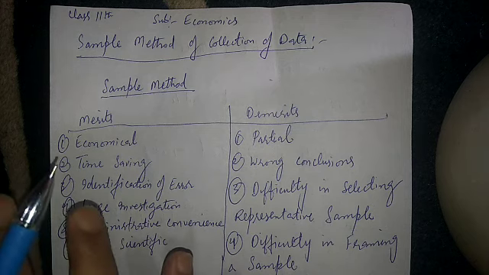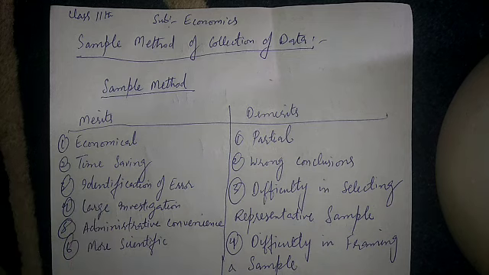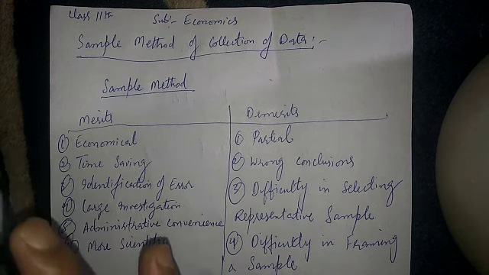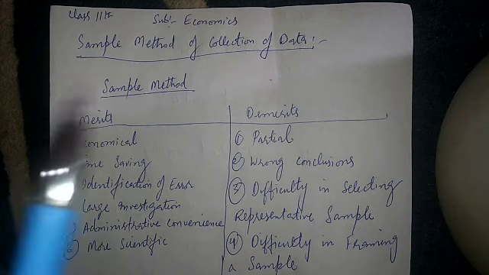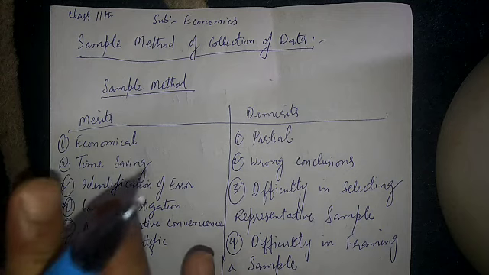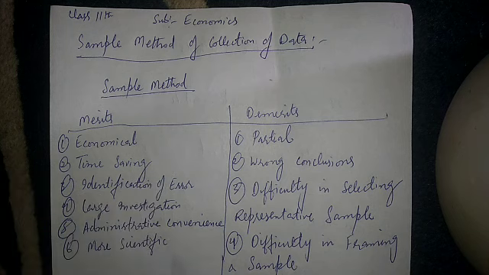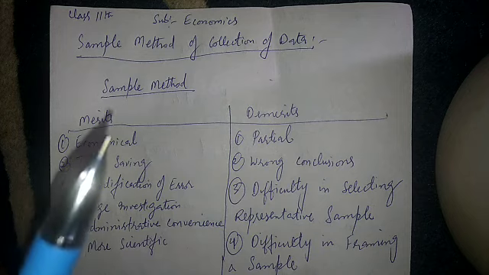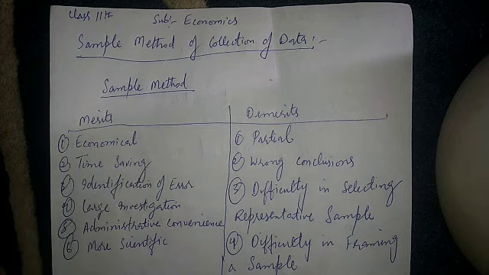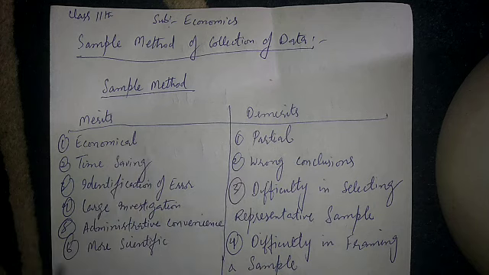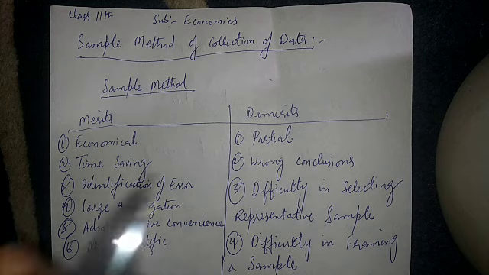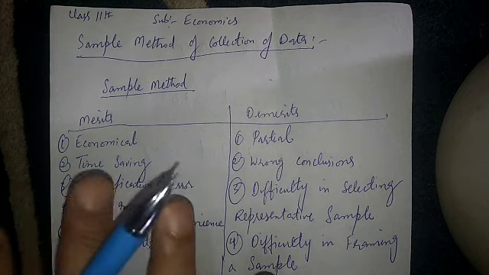Now, let us see the suitability of the sample method. The sample method is particularly suitable when the size of the population is very large, when a very high degree of accuracy is not needed, when intensive examination of diverse items is not required, and when different units of the universe are broadly similar to each other.